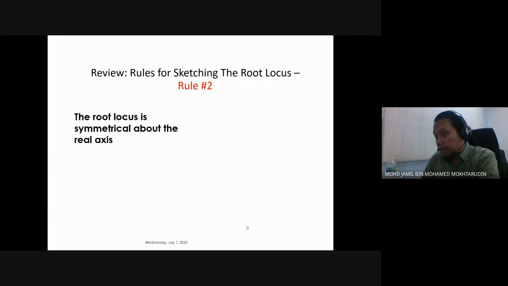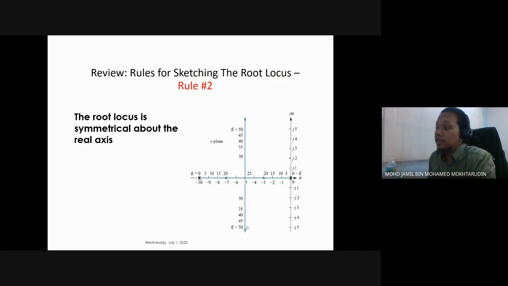Rule number 2 is that the root locus is always symmetric about the real axis. Same example. If you look at this, the root locus is symmetric about the x-axis, or real axis. So you cannot draw the root locus going up here, and then going up here as well. You don't go down. You need to remember that the root locus must be symmetric. So if one of the branches goes up, then another branch will go down.